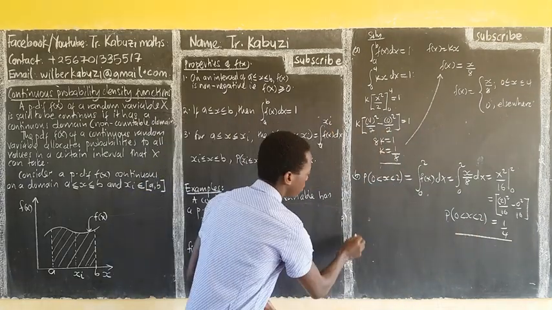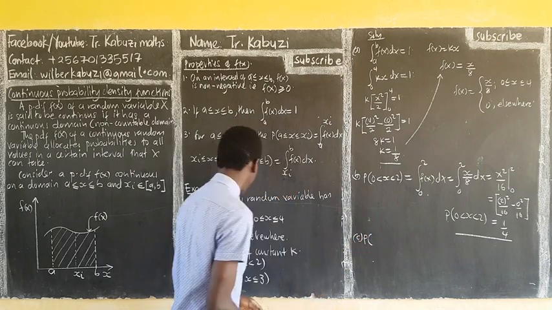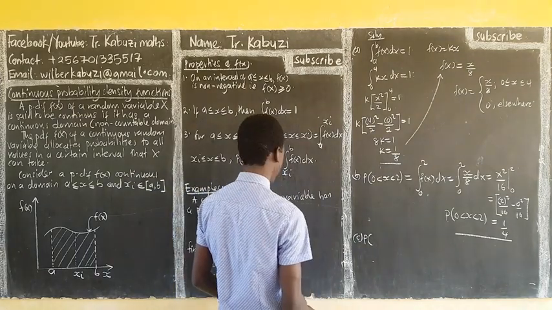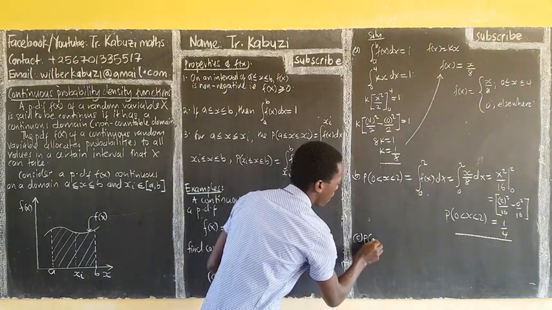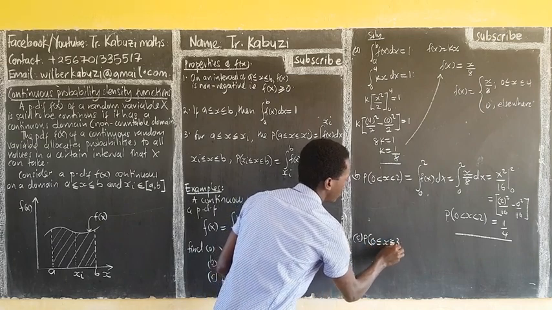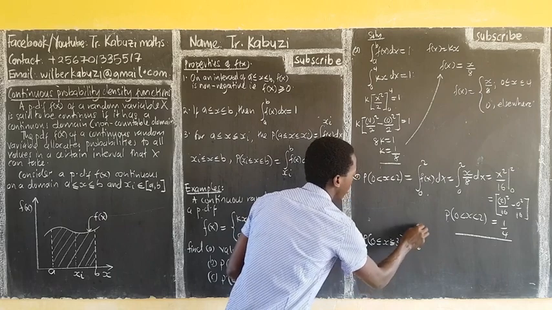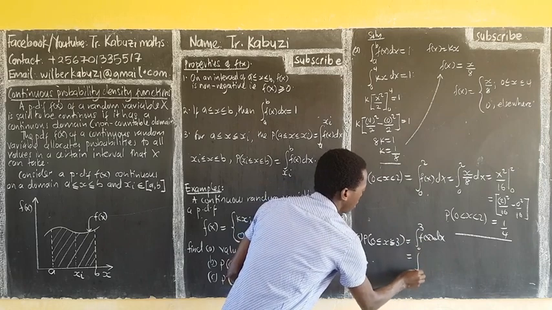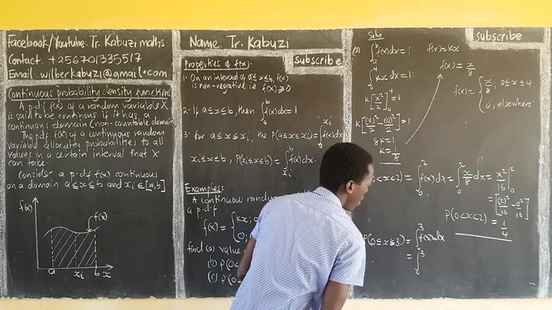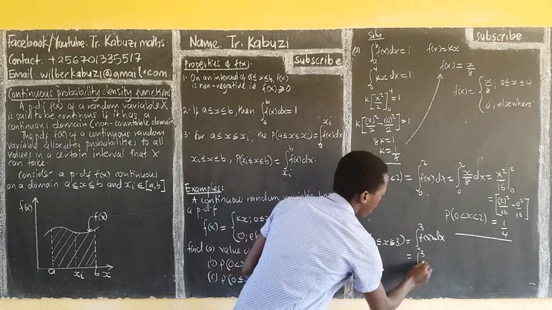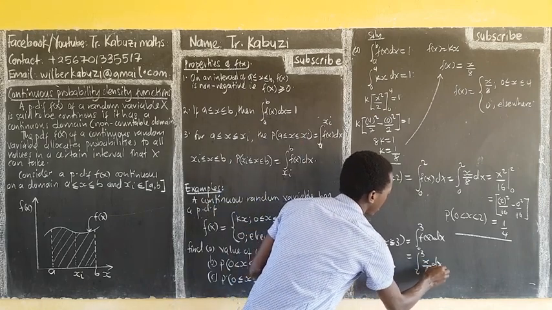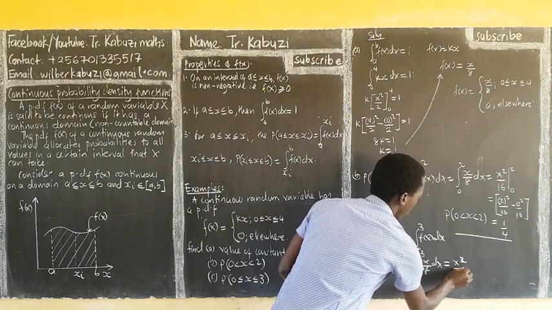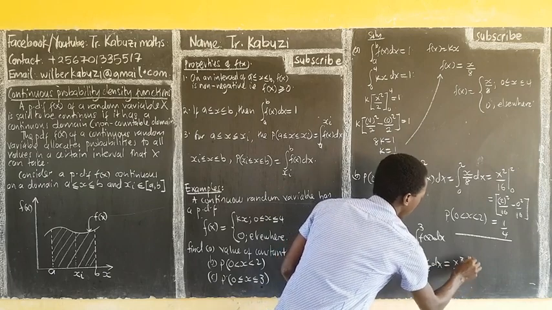Now when I come to part C, the probability from 0 to 3. You want me to get the probability from 0 to 3. So it will be the integral from 0 to 3 of f of x dx. Our f of x is x over 8 dx, which will be x squared over 16, from 0 to 3.